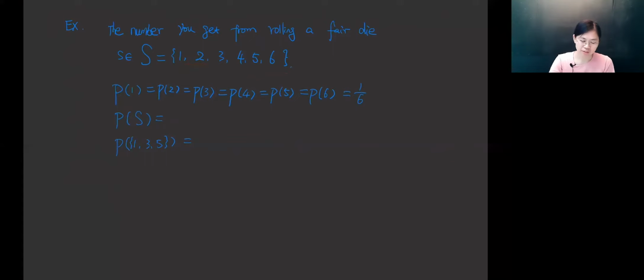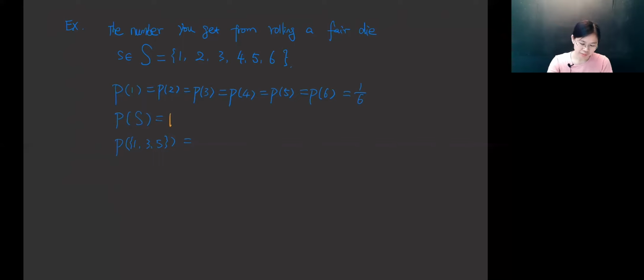And because this is a fair die, it's reasonable to assign equal probability for all 6 outcomes. So P1, P2, P3, P4, P5, P6 should all be the same. And by axiom number 2, they also should add up to 1. Therefore, each of them should be 1 over 6.